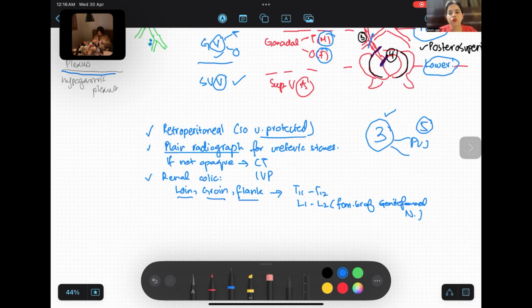What are they? The PUJ, the pelvic brim, and the intramural, when it is entering the bladder wall. At these points your stones get stuck, get arrested at these points. So, if the ureteric stone is not seen on plain radiograph, then you do a CT and an intravenous pyelogram. Okay. That's the procedure.